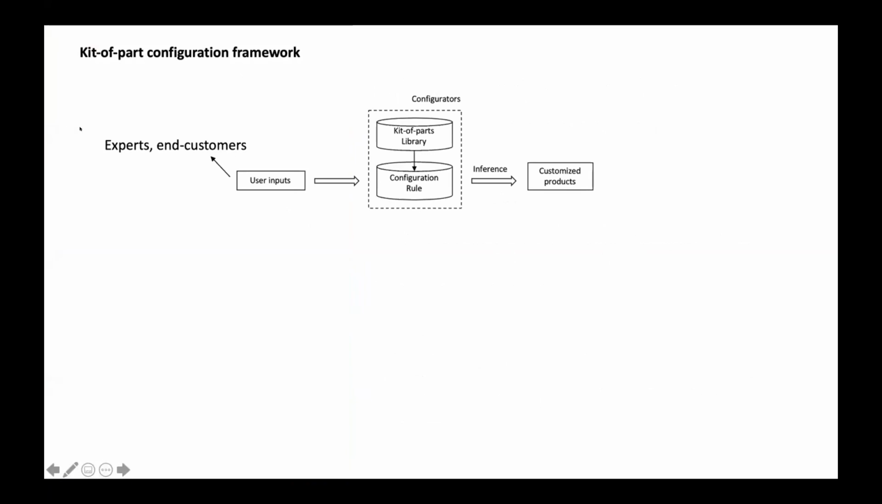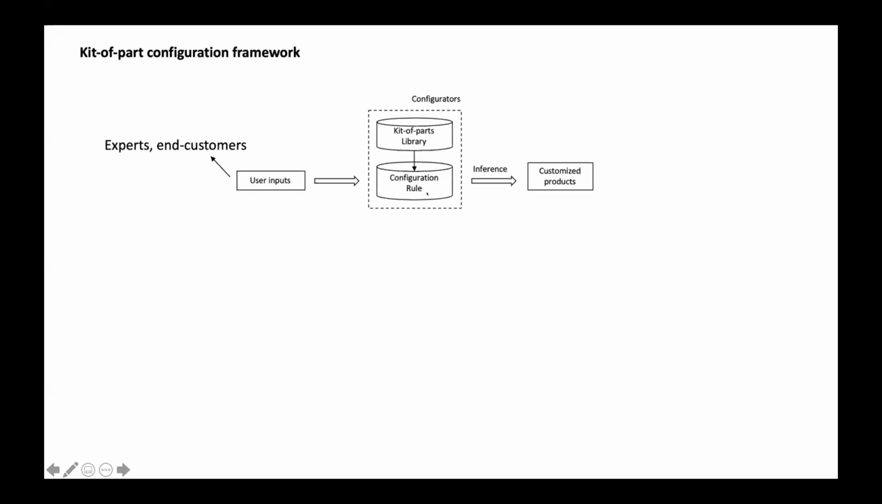First, you have the user input, which can be from experts and end customers, and you will know the difference between them: the experts have knowledge, and the end customer does not own the domain knowledge. This is the main part of the configurator. It contains two pillars. One is the kit part library, and the other is configuration rules.